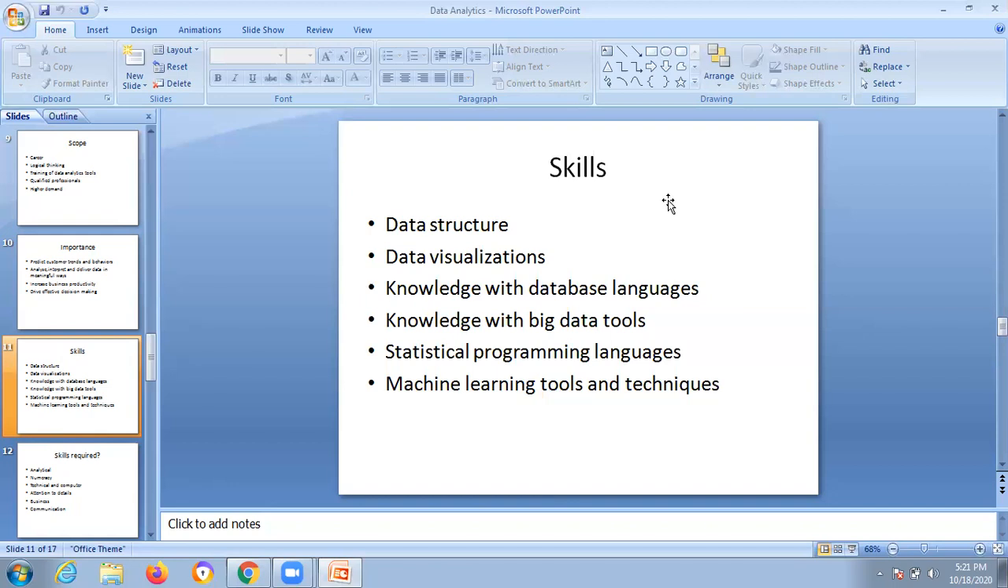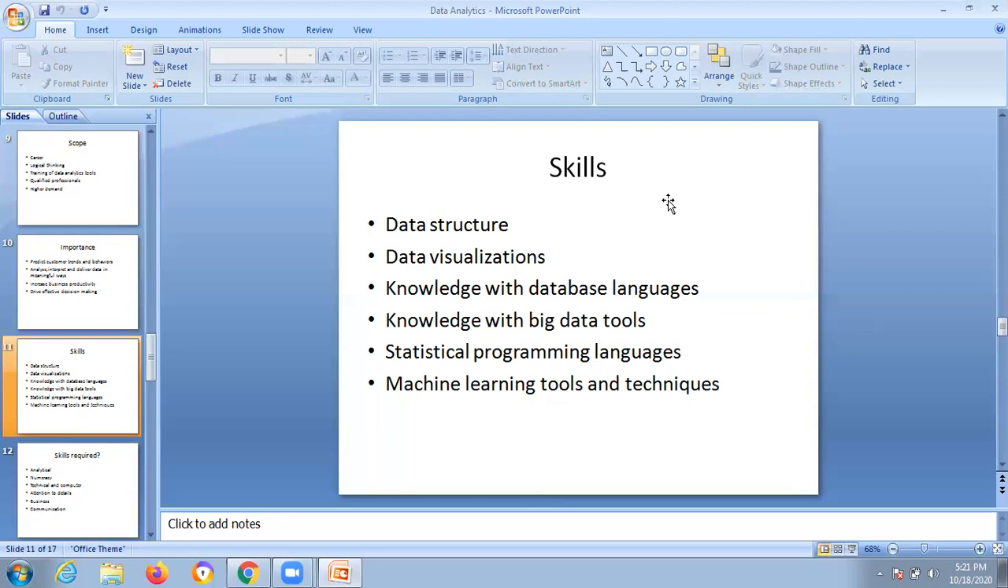And also, database languages are there, like Structured Query Language, MySQL, and big data tools like Hive and Pig. Every time you should have some knowledge of that in order to observe the data visualization graphically. And also statistical programming languages, like statistical techniques, mathematical tools, and machine learning tools and techniques. These are the skills required in data analytics.